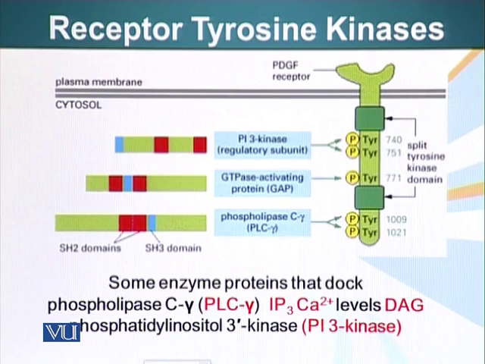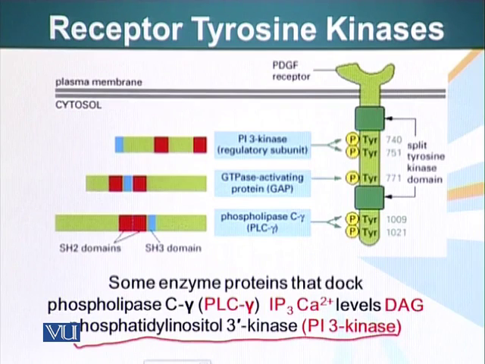It also is a docking site for phosphatidylinositol 3 kinase. This is an enzyme which can basically add phosphate groups to phosphatidylinositol. As you will see later, when this phosphorylation occurs, it generates docking sites on the plasma membrane for other proteins which have enzymatic activity. So here we have a generic structure of a receptor tyrosine kinase.